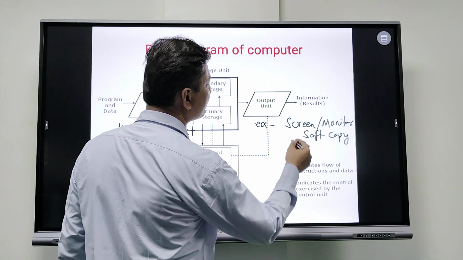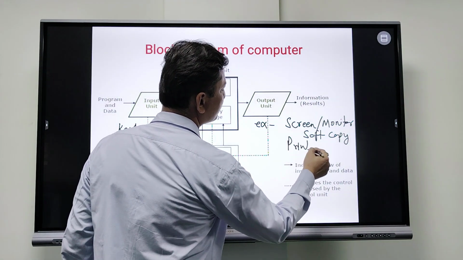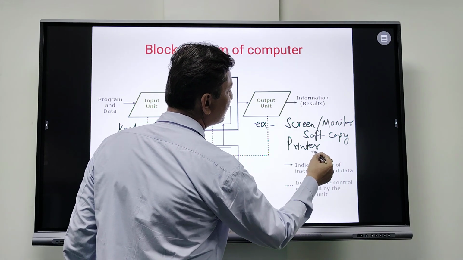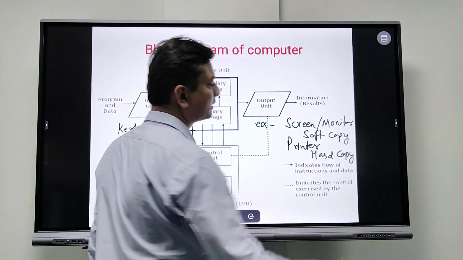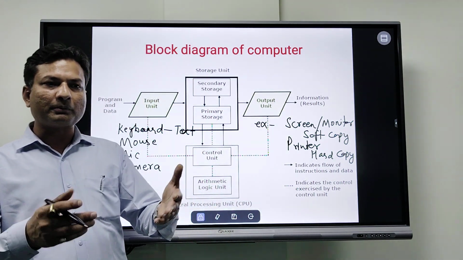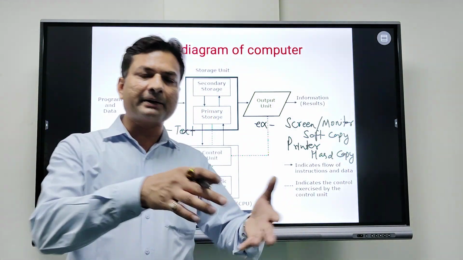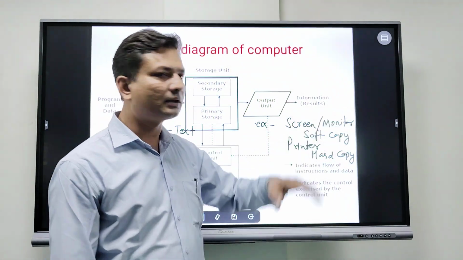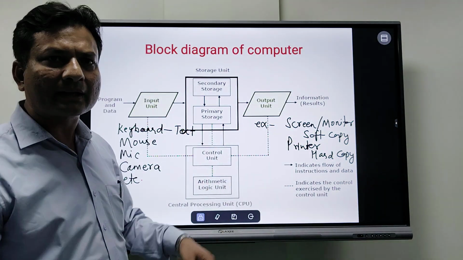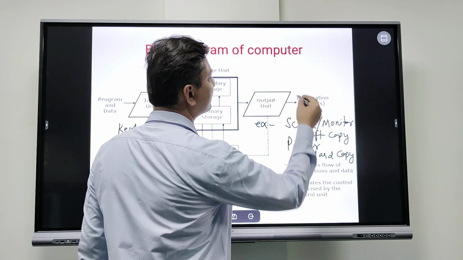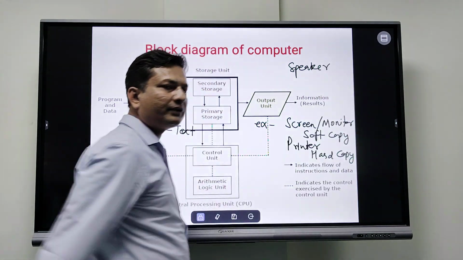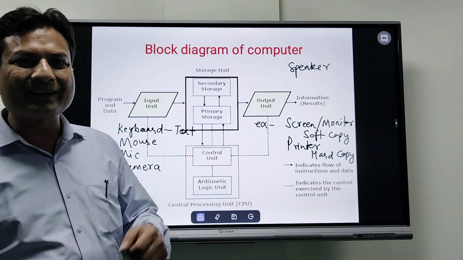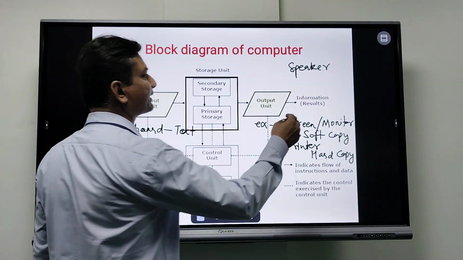Next type of output devices is printer. Through printer we get hard copy. As we get the output in the form of printed paper, that output is called hard copy. And there are many other output devices also, some like speaker, through which we can get voice as an output, and etc.